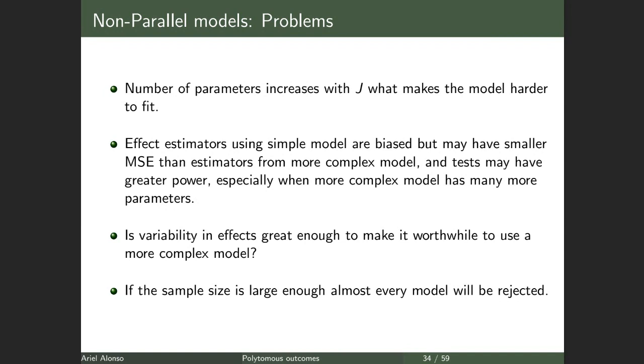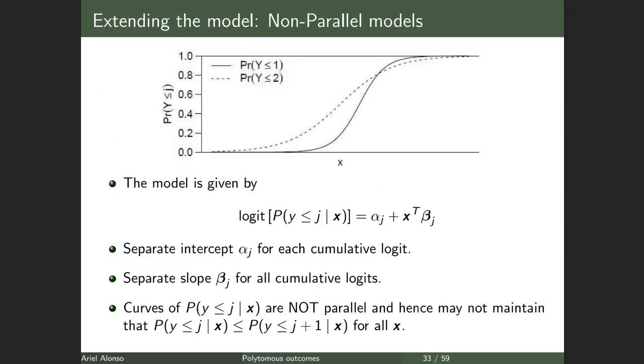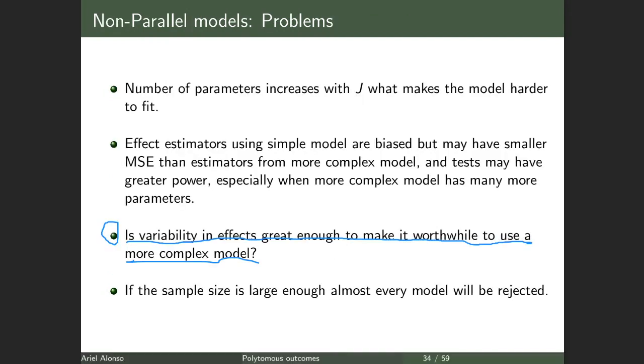So is the variability in the effects, the question here, a very important point is this third bullet over here. Is the variability in the effects great enough to make it worthwhile to use a more complex model? Because maybe the betas are not constant. Maybe the betas indeed depend on J, but they are almost constant. They are very similar. And then you may be better off by just considering the proportional odds model, right? So these are important things to keep in mind.